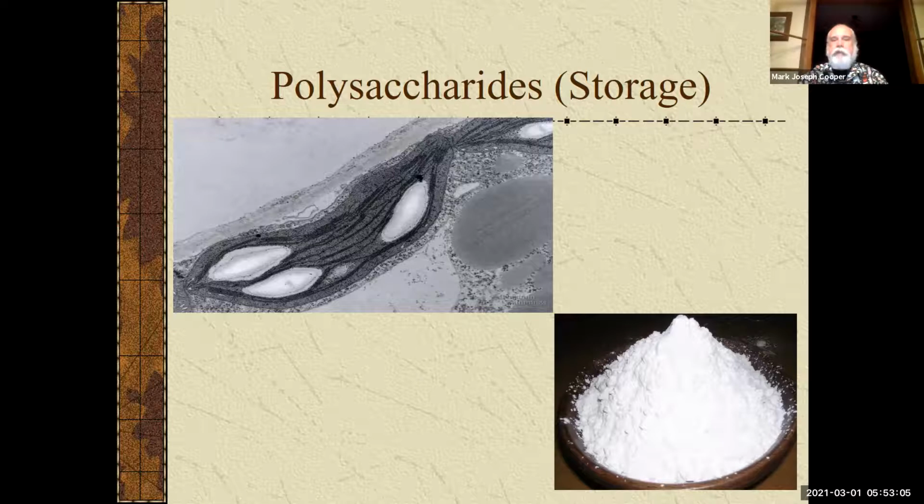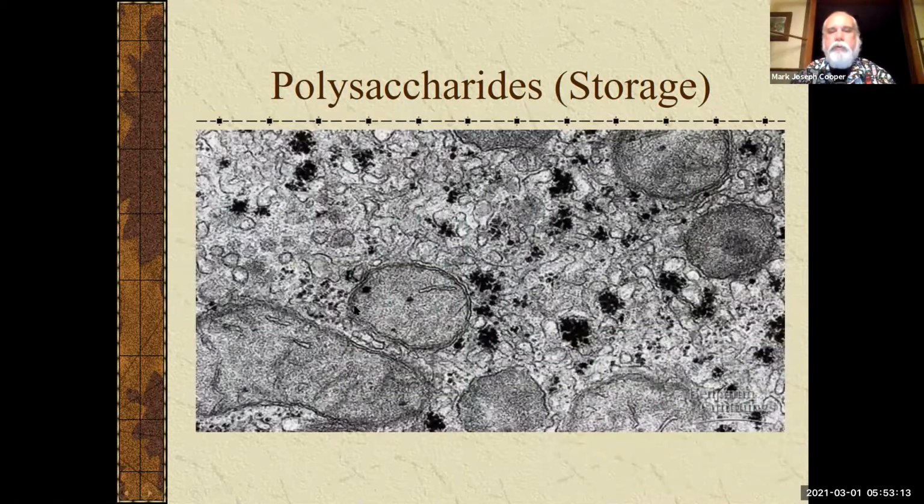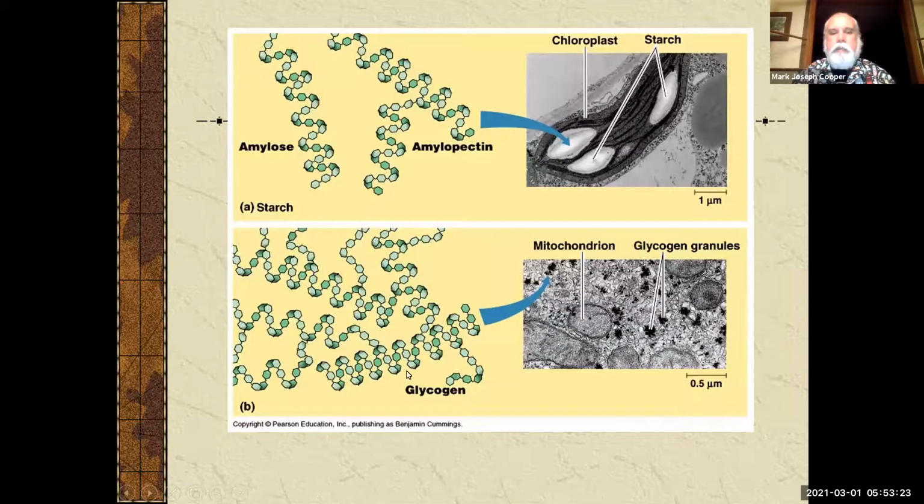Animals, on the other hand, don't store our extra glucose as starch. I say that in class and people go, oh, I store it as fat. No, actually, short-term storage of glucose is converted in your liver into these black spots, which are glycogen. And so that's how we actually store our extra sugar, as molecules of glycogen.